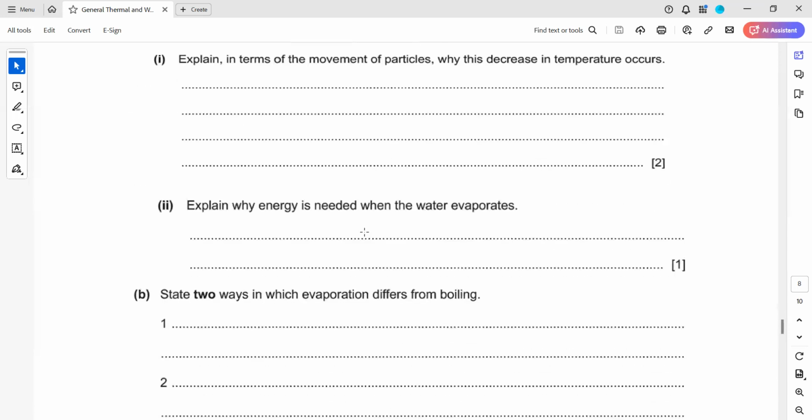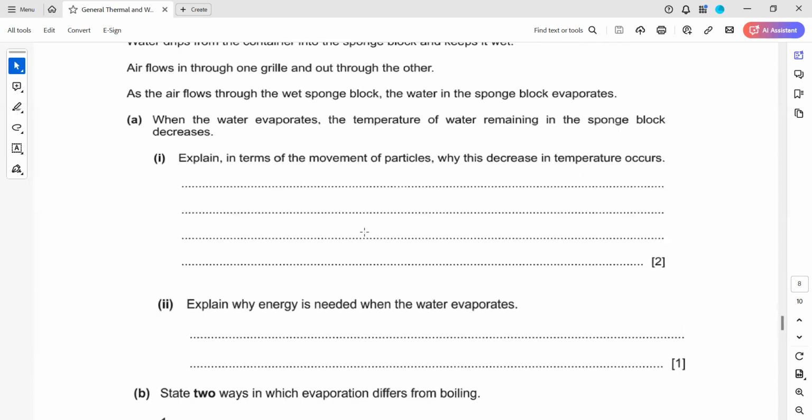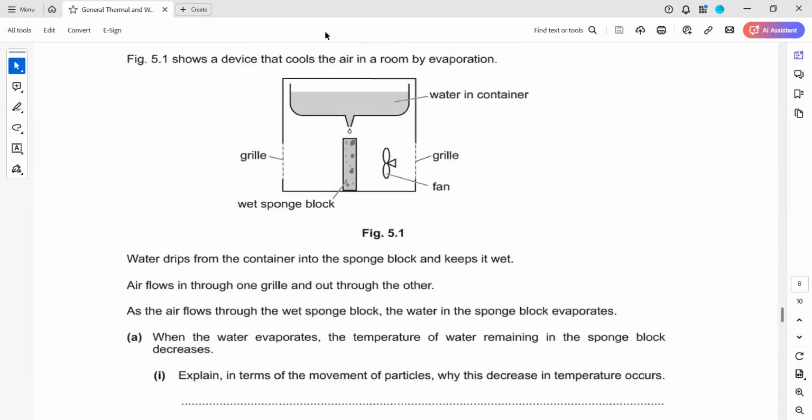Explain why energy is needed when the water evaporates. So why do we need the energy if the water is evaporating? Because the main thing is we need energy to break the intermolecular forces. So the energy is needed to break the attractive force or intermolecular force or bond. You can also mention the bonds between the molecules. That is why we need energy.